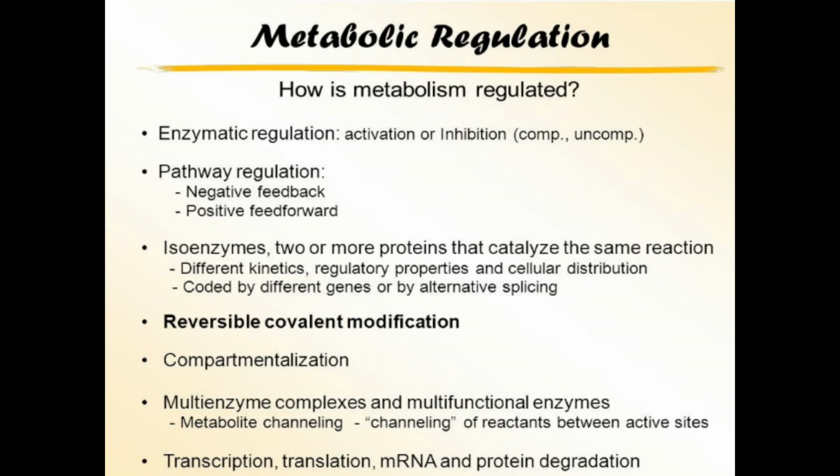Now, if these regulators are not being activated or being inhibited, that is now a metabolic disorder. If hormones cannot be stopped, they're still being secreted, then that's a metabolic disorder. You need to know that. Then also isoenzymes. These are two or more proteins that catalyze the same reaction, but they've got different kinetics, like for example the regulatory properties, as well as the cellular distribution, and they are coded by different genes or by alternative what?